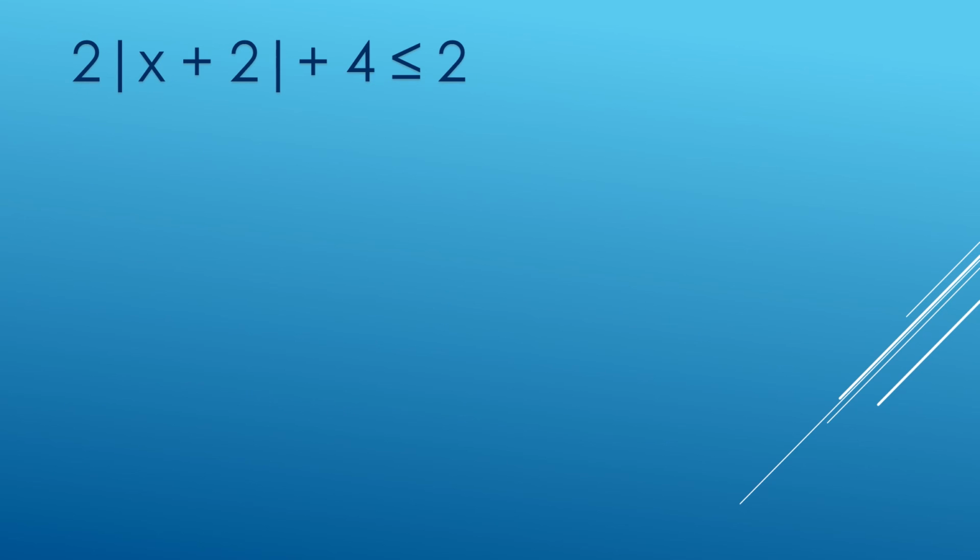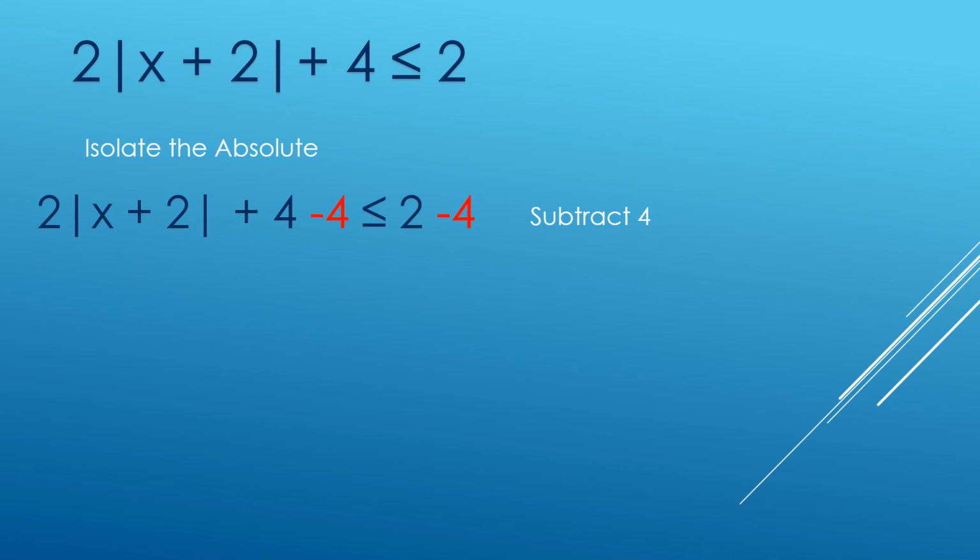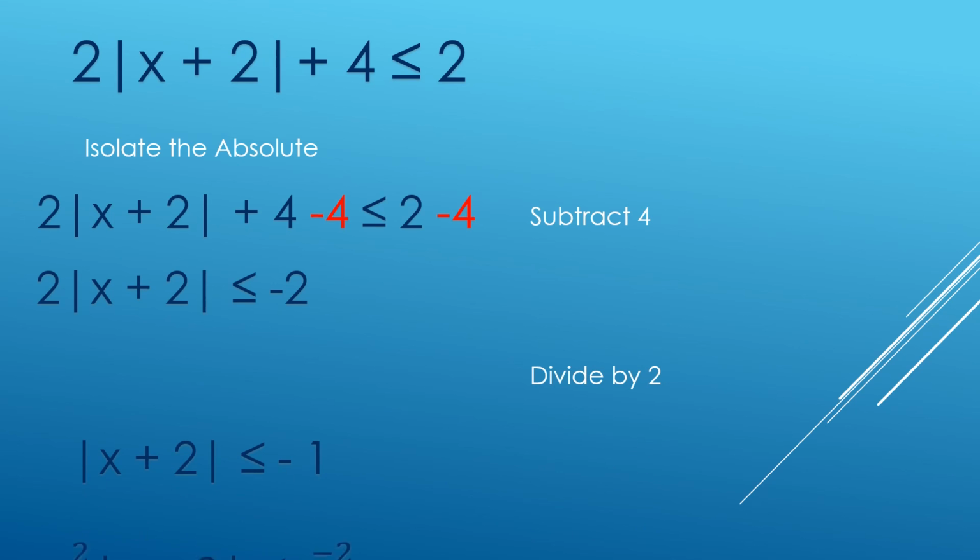Alright, let's look at this example. 2 times the absolute value of x plus 2 plus 4 is less than or equal to 2. First thing we need to do is isolate the absolute value. So we'll subtract 4 from both sides. That simplifies to 2 times the absolute value of x plus 2 less than or equal to negative 2. Now we need to divide both sides by 2. And when we do that, we get the absolute value of x plus 2 less than or equal to negative 1.